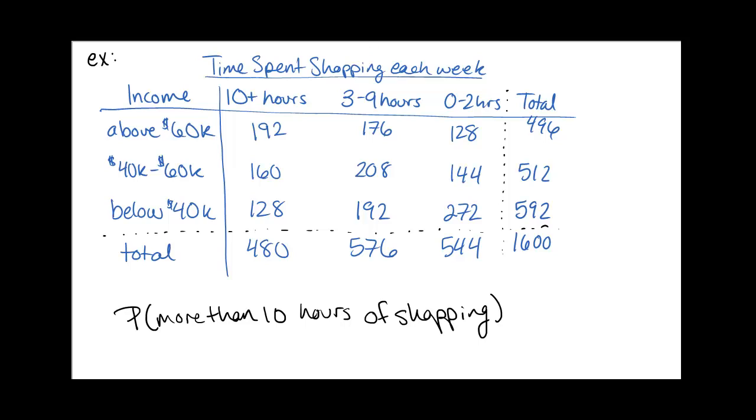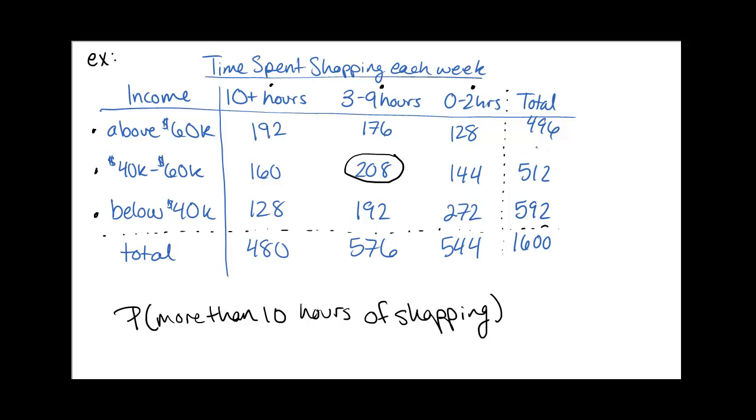Another empirical probability problem. So in this case, we have our data sort of organized into a table. And this is going to be fairly common when you have a lot of different categories. It's really helpful to organize it into a table like this. So in this case, we've got some categories of income, and then we also have some categories of how long these people spent shopping each week. So because we have categories in 2 different types, we can make this grid. So for example, 208 people made between 40,000 and 60,000 and shopped between 3 and 9 hours a week.